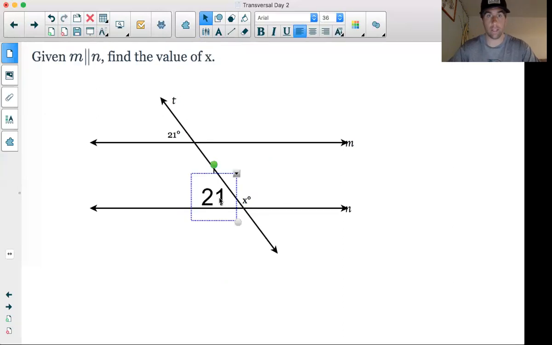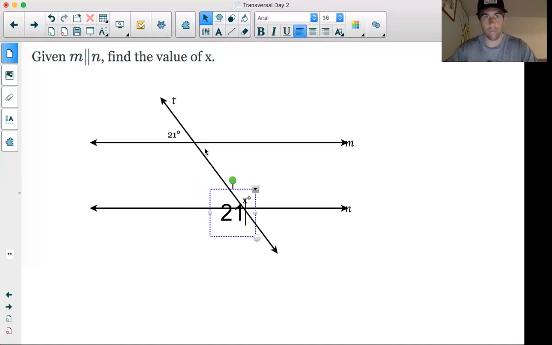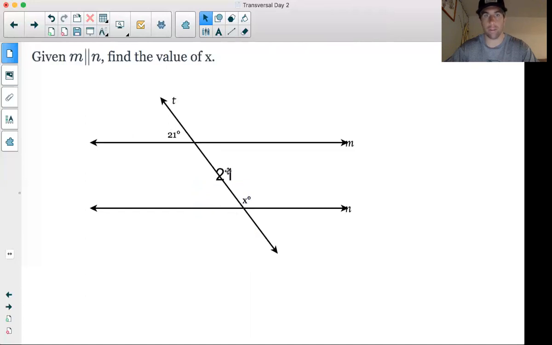I can also do this. If this is 21 degrees, what does this angle measure? 21. How did I know that? Vertical angles, guys. See how all these angles come into play? Vertical angles are the same. Guys, what are these two angles? Consecutive same side interior, consecutive interior angles. So what do these do? Add up to 180. So you could figure it out either way, okay? So then you figure out that angle, you get the same exact answer.